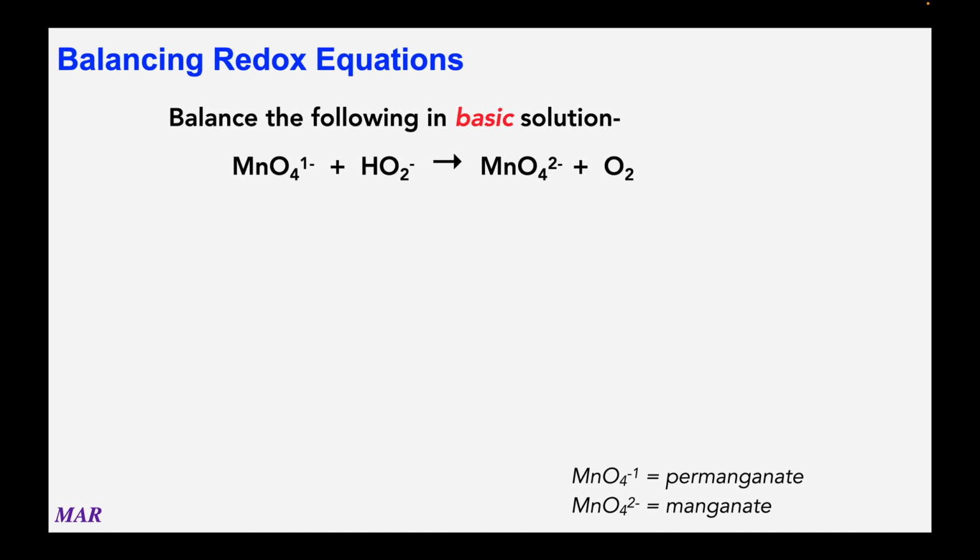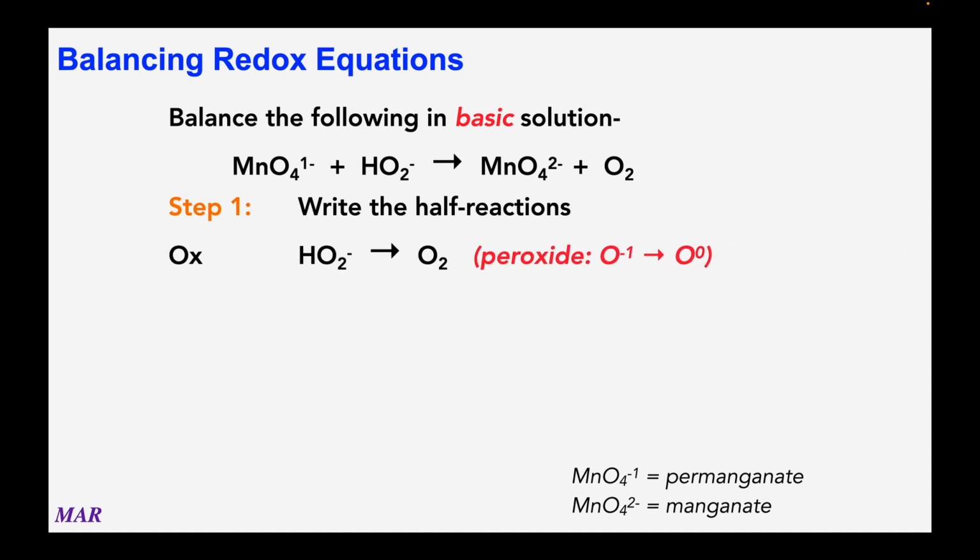Remember, a base could be a pH greater than 7, so I could say balance this reaction in a pH of 8.90, and that would mean balance it in a base. That's totally normal. Okay, so first up is combine the like species. Let's combine the 2 manganese species as well as the oxygen species.